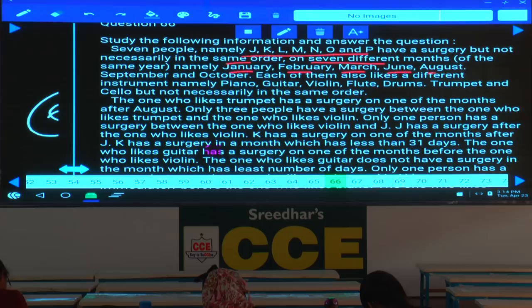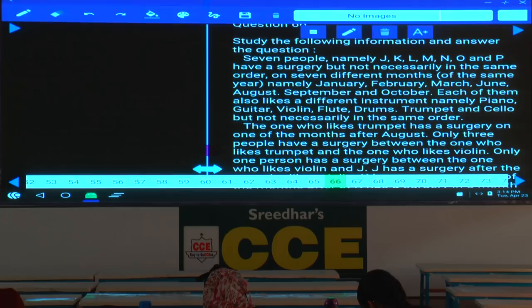Now, whenever these months were given, first we need to write down all the months in ascending order, isn't it? Then, after writing them down in ascending order, we need to identify how many days are there in each of these months, because most of the information will be related to the number of days in that particular month. Hence, tell me, what are the months given here?